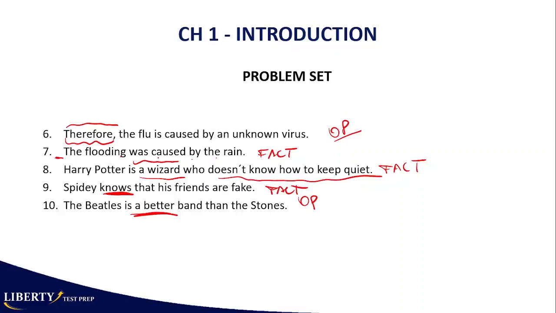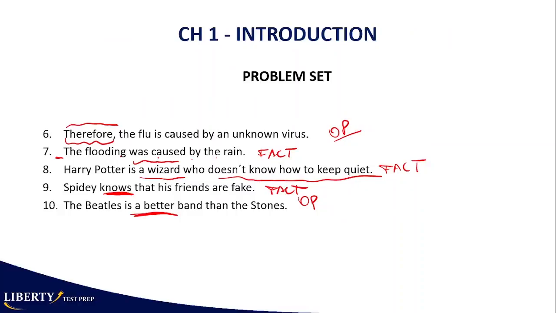When we have comparisons, that could be a fact if there is a way for you to measure the levels. Here we don't know, there is no way for us to know if one is better than the other. We're not told better at what. Okay, so in this case, that's just too general, too broad, something that cannot be proven. So number 10 is an opinion. Okay, so this is very important.